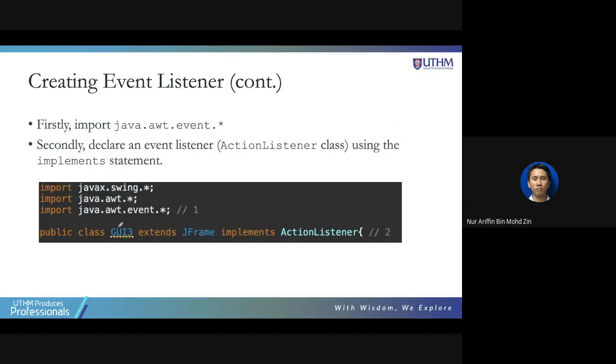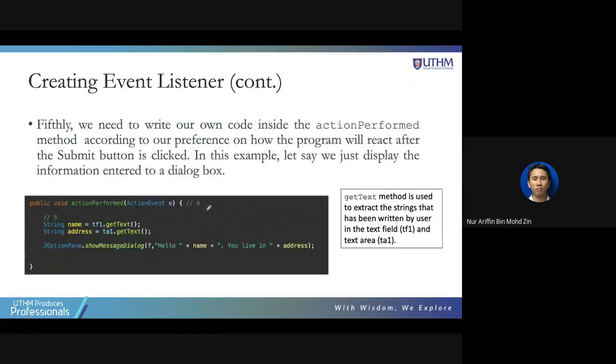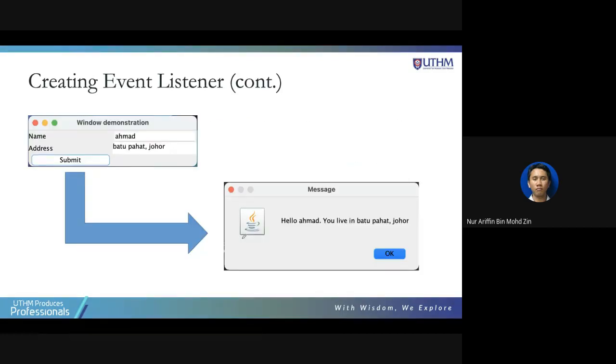The user will write inside this text field and also this text area, so we need to obtain those. How can we obtain them? By using get text. tf1 is text field 1 to store the name, text area 1 to store the address, get text, and then put in the variables address and name. And then we call show message dialog to display back whatever has been entered: Hello name, you live in address. So this is the final result.